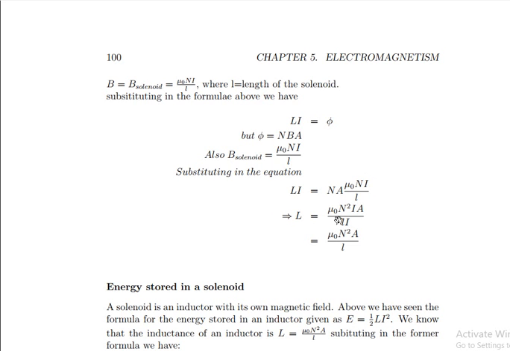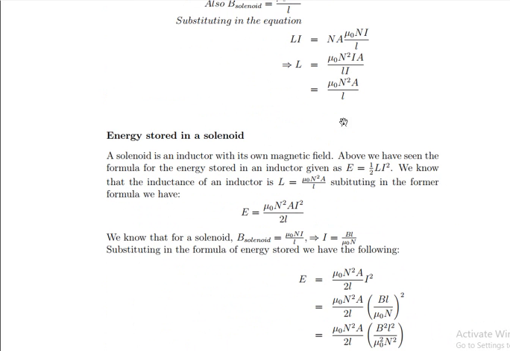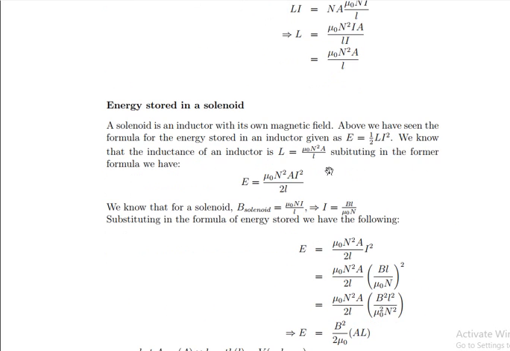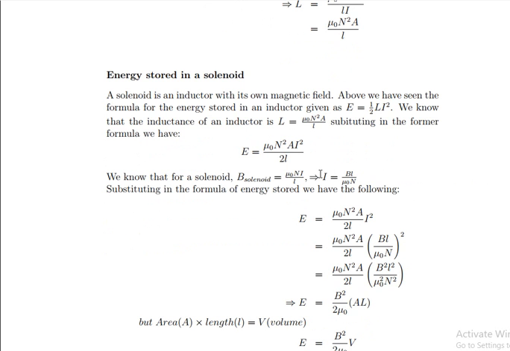So the inductance of the solenoid will be equal to, I divide here by I, which is the current, so I cancel. It's going to give you the inductance. Inductance equals mu0 N squared A divided by L, where N is the number of turns of the solenoid, A is the area of the solenoid. So this is the formula for the inductance of a solenoid.